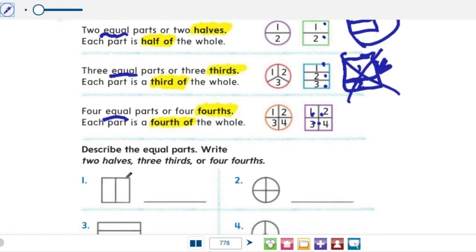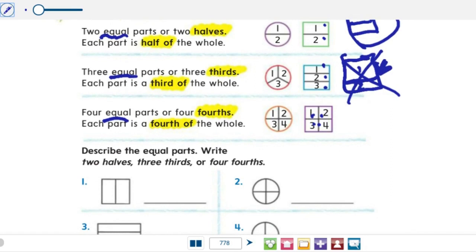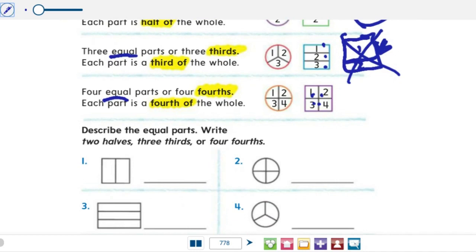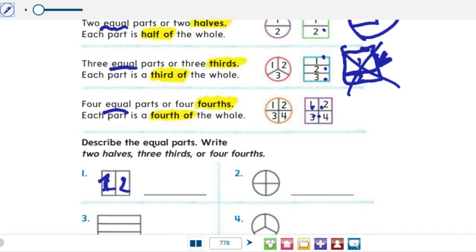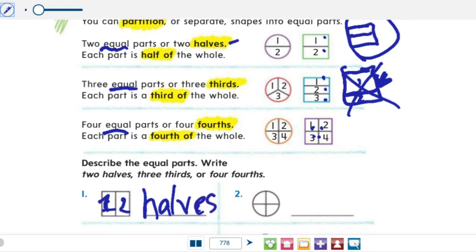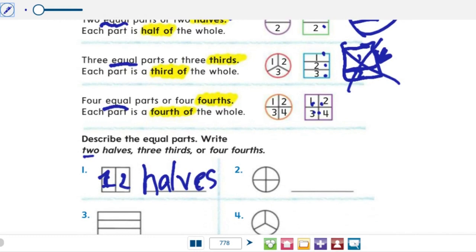Well, let's take a look at question number 1. It says, describe the equal parts. Write 2 halves, 3/3, or 4/4. So here I'm going to take a look, and for today, I like to write in as I do this how many I've got. So I've got 1, and it's a bad one, I'm sorry. Again, I'm writing on a Chromebook, so bear with me. 1 and 2. So if there's 2 equal parts, well, then we've got halves. So I'm going to write halves. All right, halves. Oh, and I missed the directions. We have 2 halves.